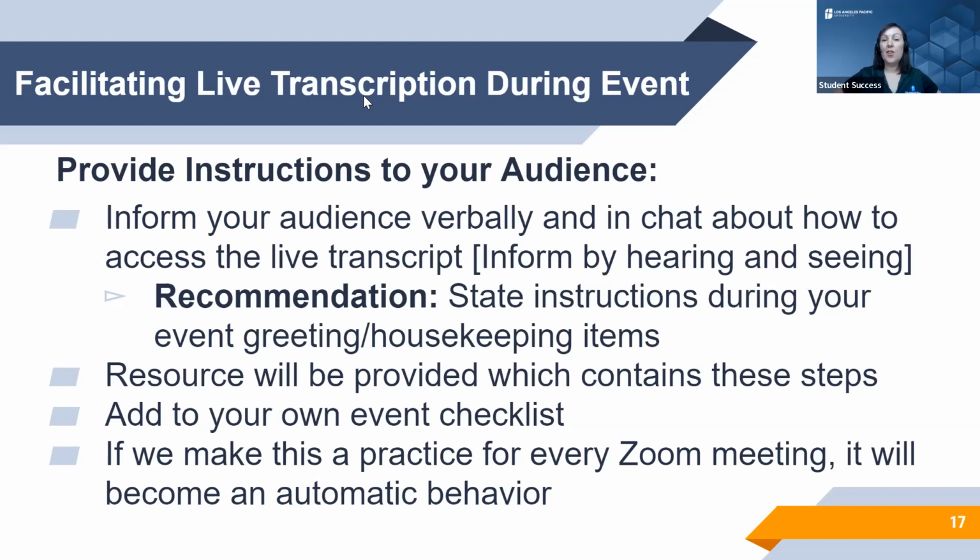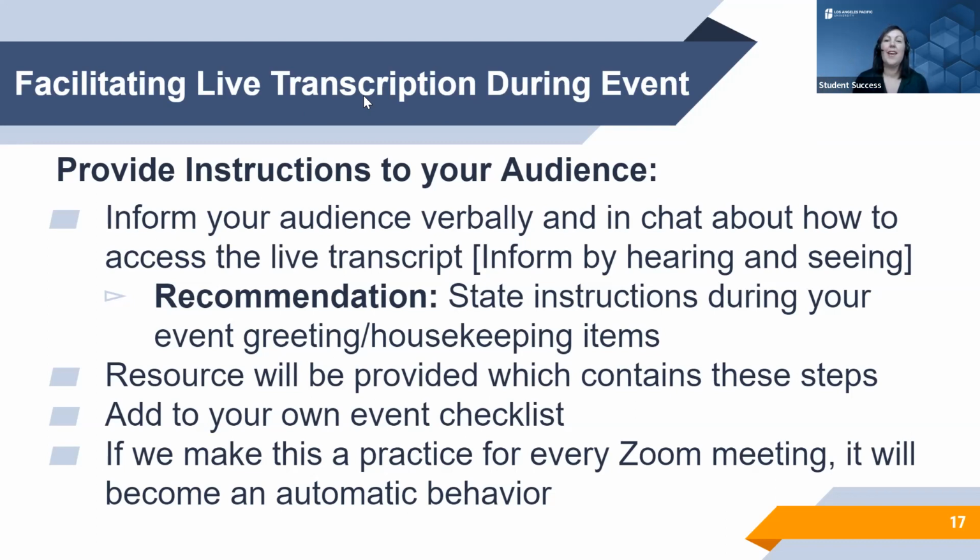Just state an instruction about that at the front end of your meeting. So as you're introducing your speakers, as you are going over housekeeping rules, as you're talking about how your audience can engage with you during the meeting in the chat or the Q&A, etc., you can just state something very quickly that says, if you'd like to use captions for today's event, use the live transcript feature in your menu, and you can use that today.